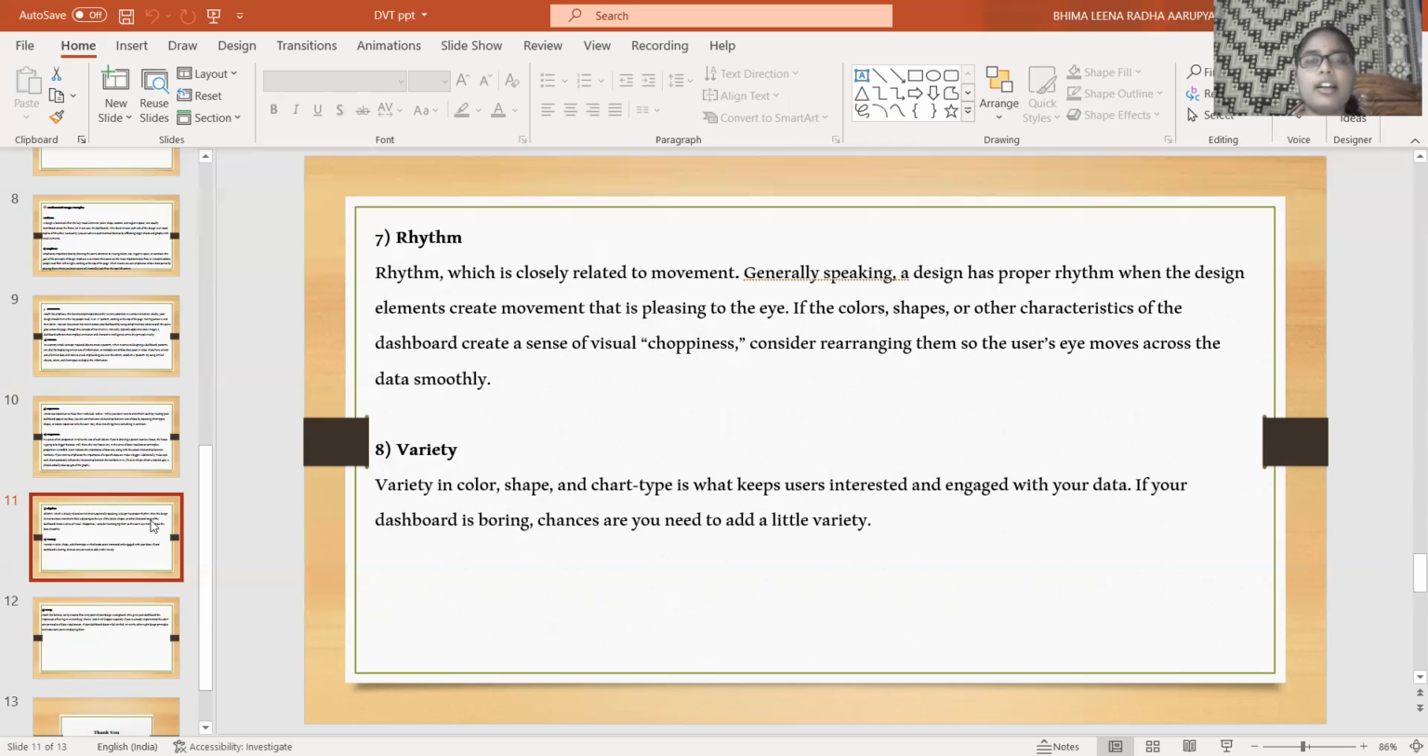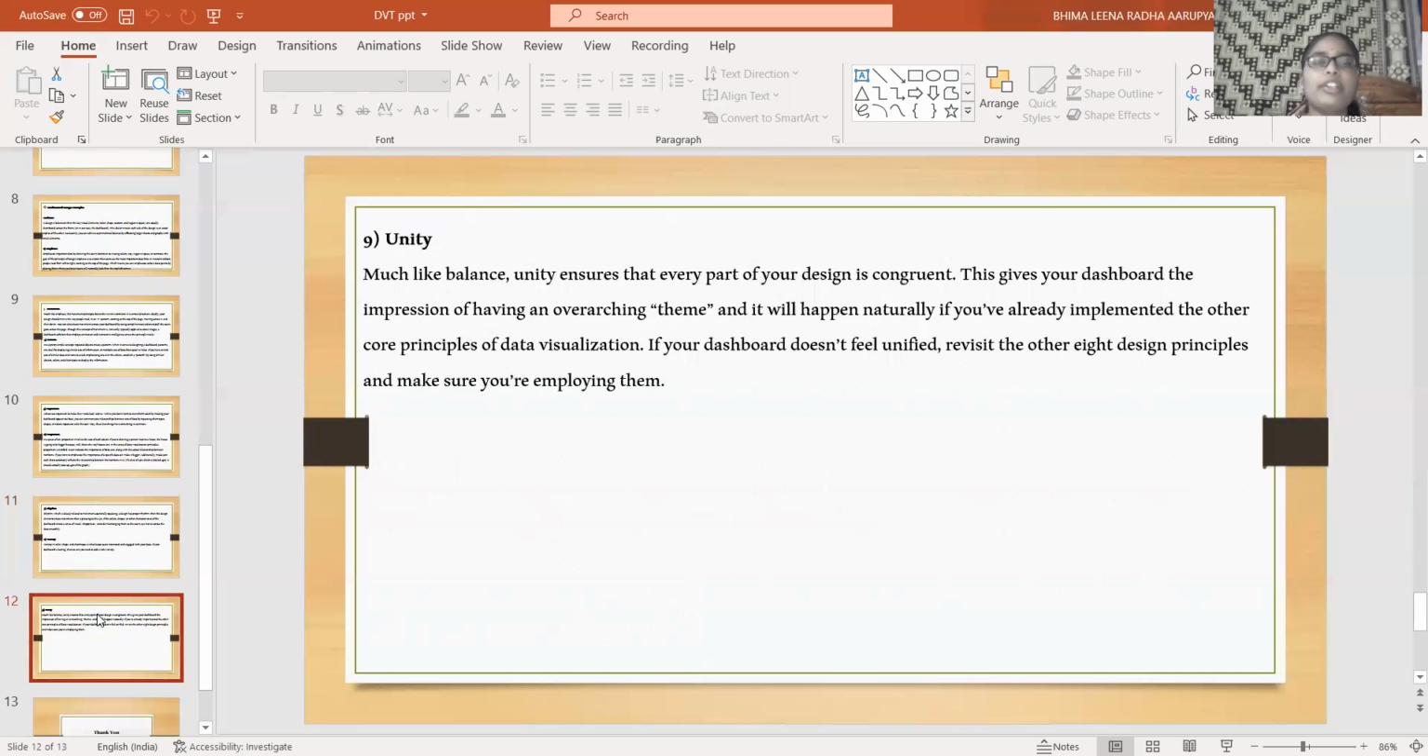variety in color, shape, and chart type is what keeps users interested and engaged with your data. If your dashboard is boring, chances are it needs a little variety. To make your data visualization look different, you need to add some extra content like object shapes, which will be different from all other data visualization techniques, right? And the last one is unity.